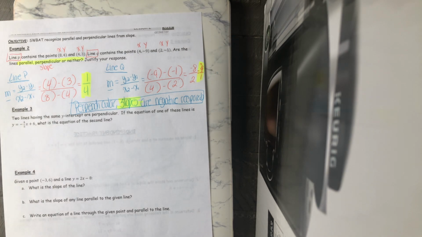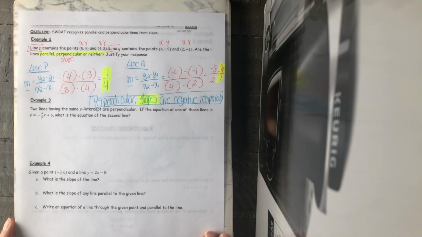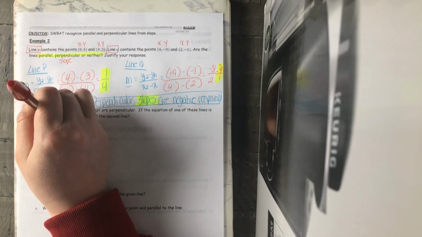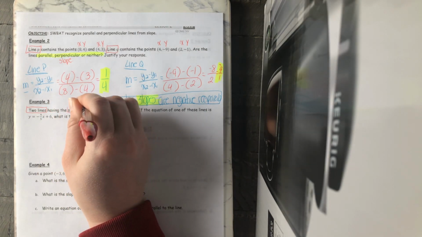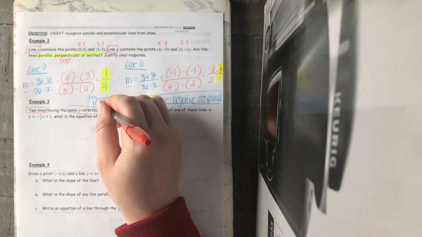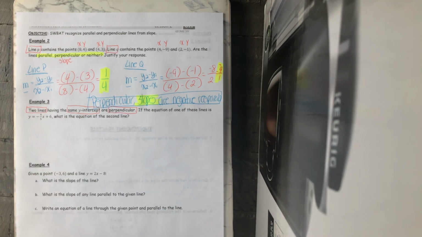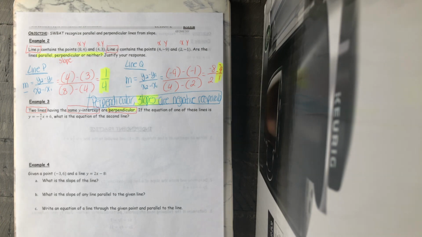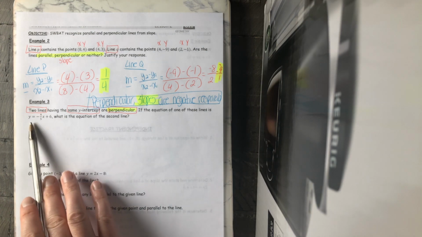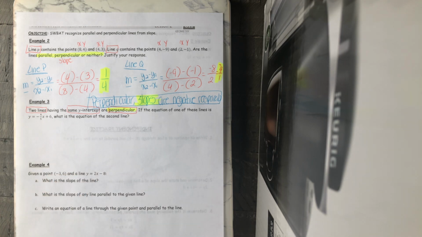All right, example 3, it says 2 lines that have the same y-intercept are going to be perpendicular. So I'm going to go ahead here and just highlight that there's going to be two lines in this question. They're both going to have the same y-intercept, and they're going to be perpendicular. So I'm even going to highlight perpendicular because that's going to be important. And then it's asking if the equation of one of these lines is y equals negative 4 over 5x plus 6, what's the equation of the second?